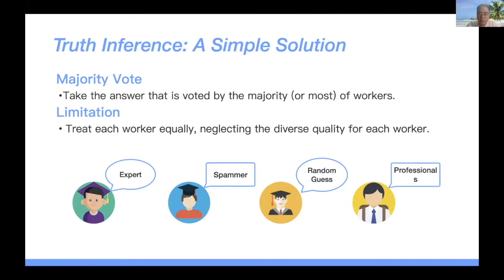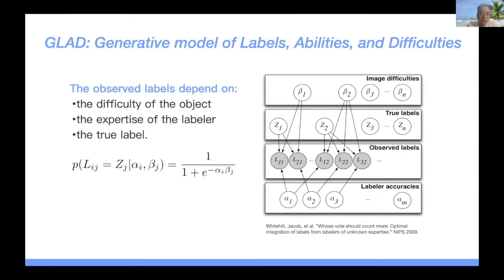To solve that problem, in 2009, Whitehill and colleagues introduced a model called GLAD. In this model, both the difficulty of the object and the expertise of the labelers are considered to model the probability of the observed labels. In this formula, i means the ith worker, and alpha_i means the labeler accuracy of the ith worker. Beta_j indicates the task difficulty of the jth image. So if a task is easy and the labeler is very accurate, the probability of the observed label is very high.